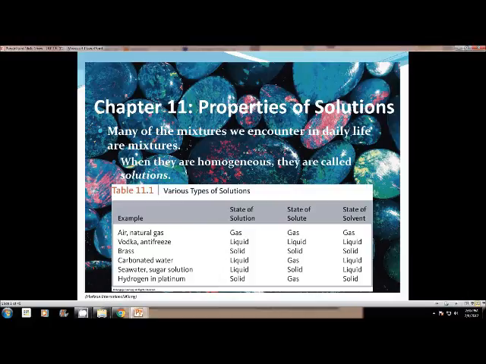Properties of solutions. Many of the mixtures that we encounter every day are homogeneous, and whenever they're homogeneous, we call them solutions. Table 11.1 has various types of solutions that are in everyday life, but notice how there are gas, liquid, and solid all listed there. That's because solutions can be made up of all three types of states of matter.